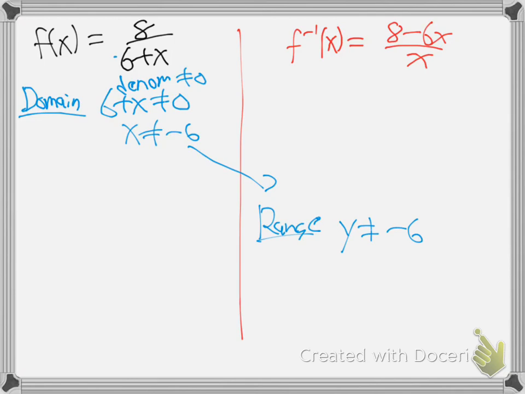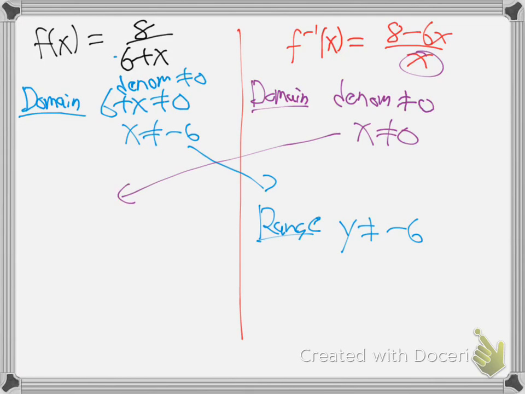And now, come up here and let's do the domain of the inverse function. Again, denominators cannot equal 0, so that would be that denominator. X cannot be 0. That comes over and becomes the range, which means it's y not equal to 0. Like that.